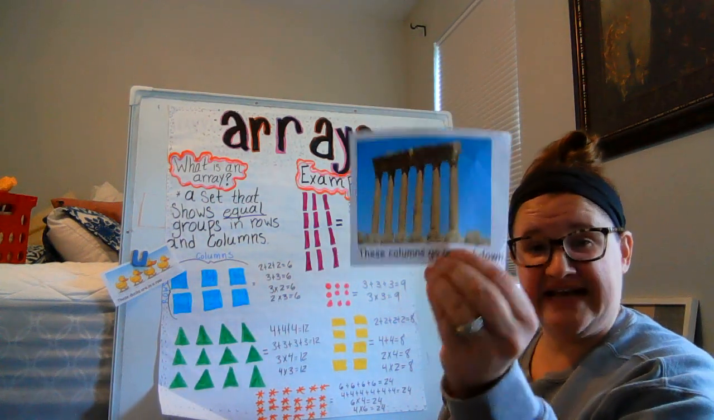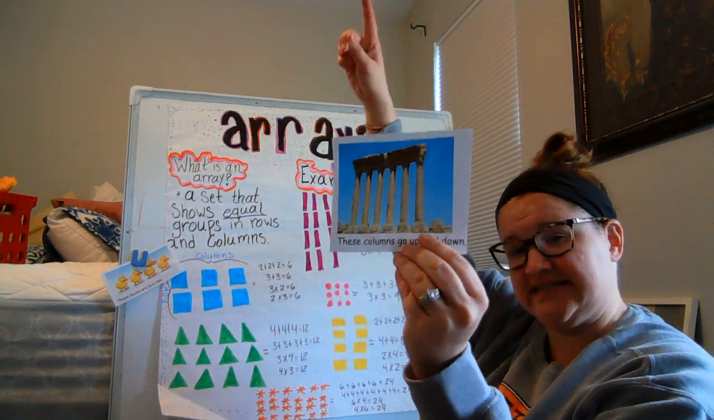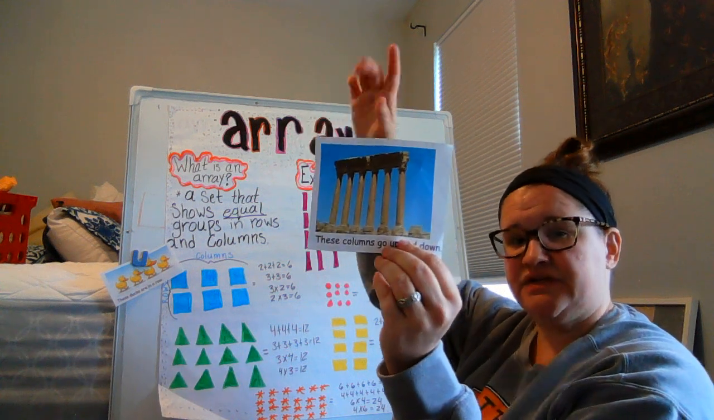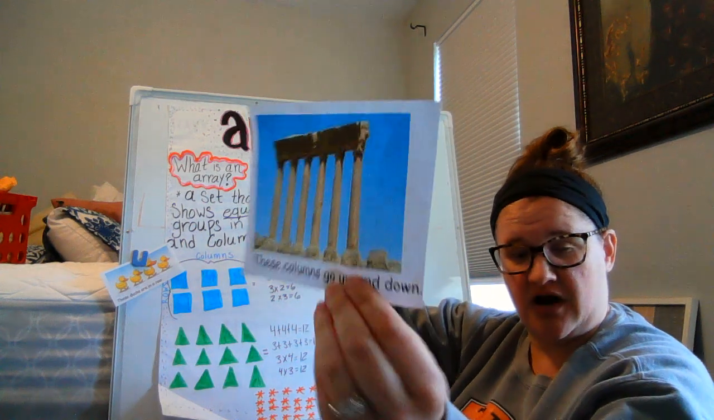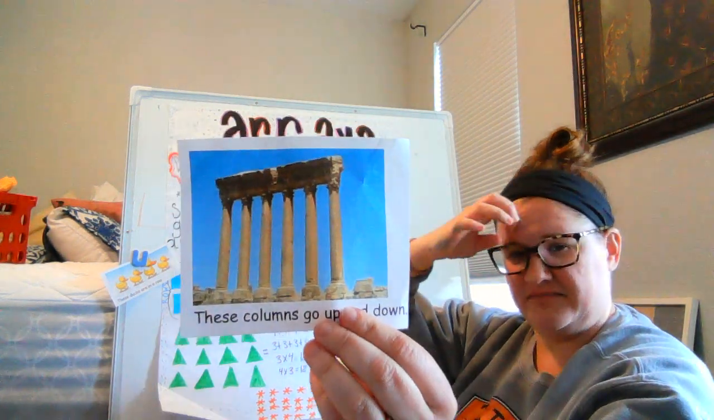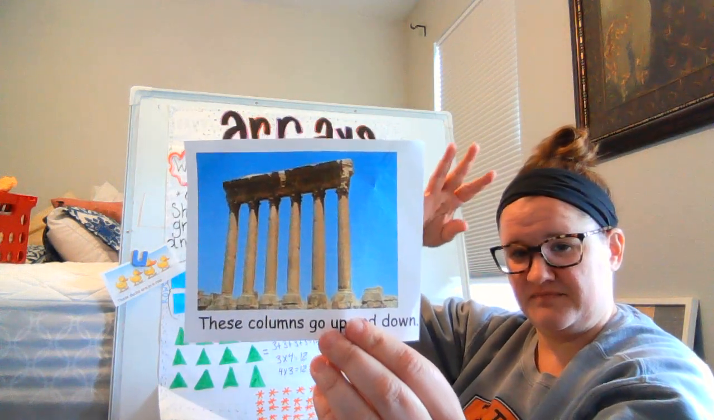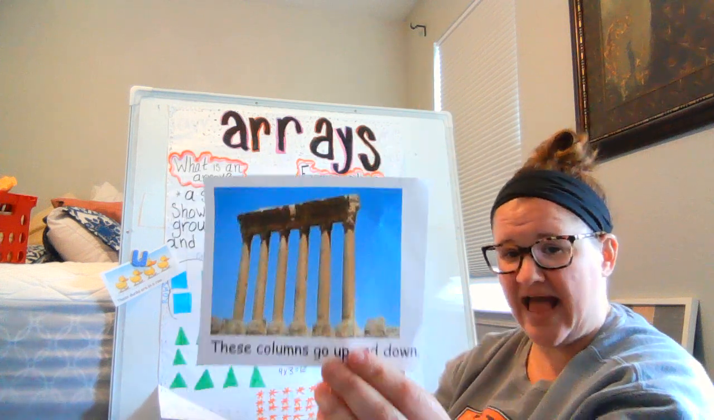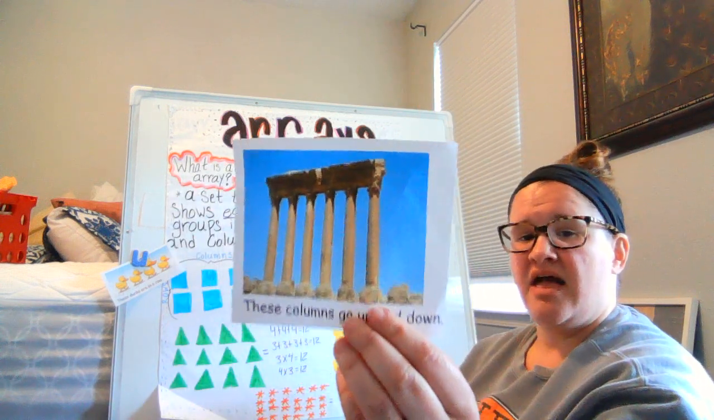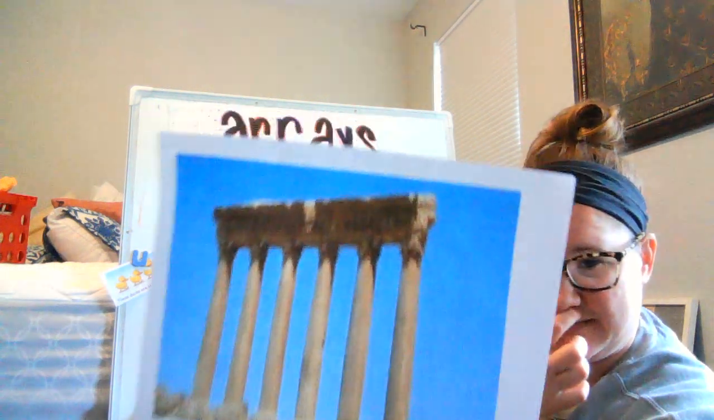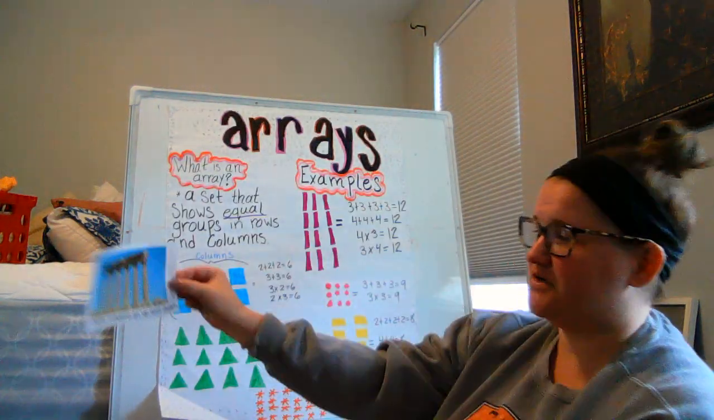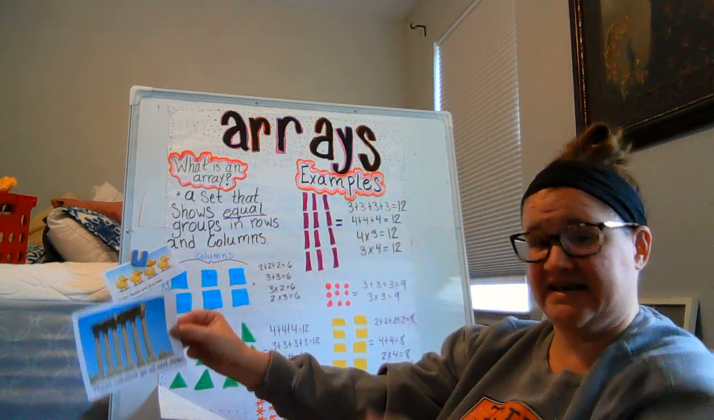Columns go up and down. They go toward the sky. You may have columns on your house. These are columns, I think, like columns at the White House. They're columns at your house. These are columns maybe in Greece or something. That's what it looks like to me. So those are an example of columns. They go up and down.